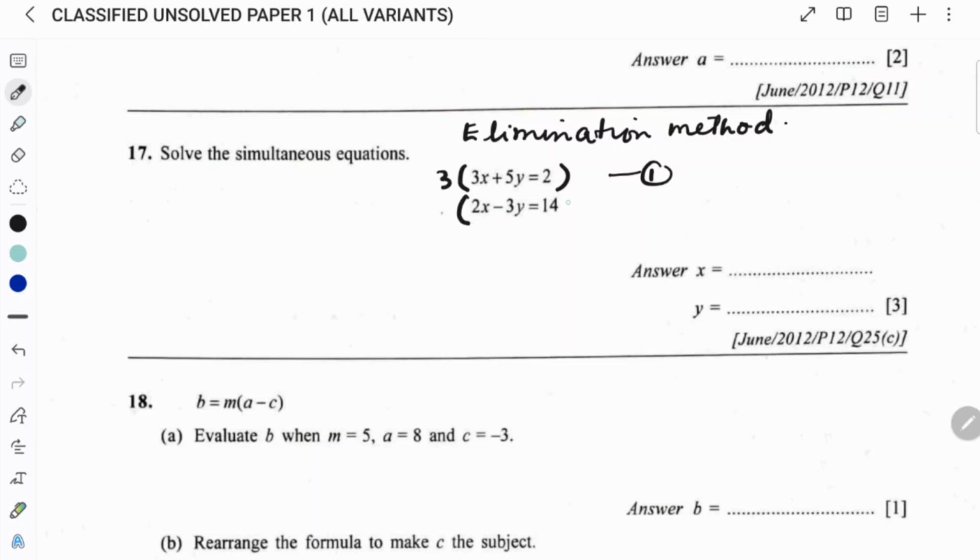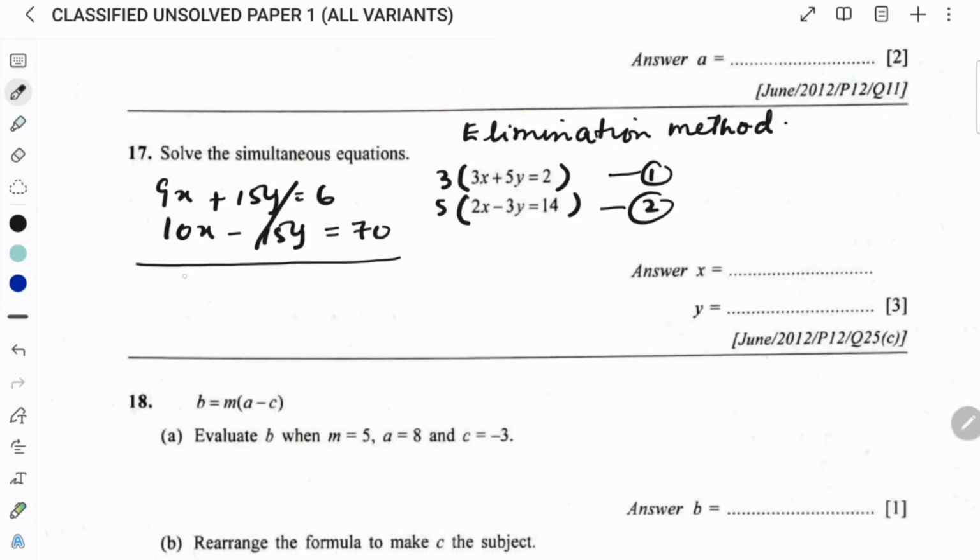So 3 and 5. And it's a similar question like the previous one. 3 times 3 is 9x plus 15y equals 6. 3 3s are 9x, 3 5s are 15y, 3 2s are 6. And 5 2s are 10x minus 5 3s are 15y equals 5 times 14, which is 70. Add it together. So that is 19x equals 76.